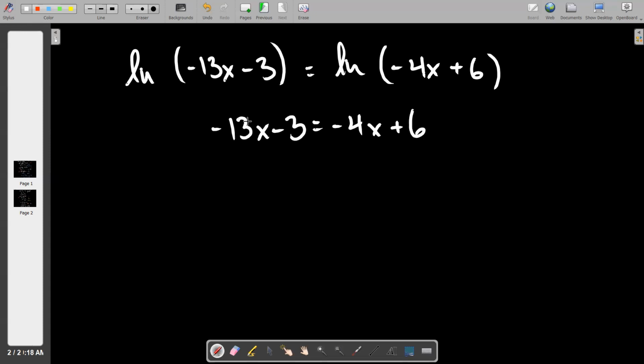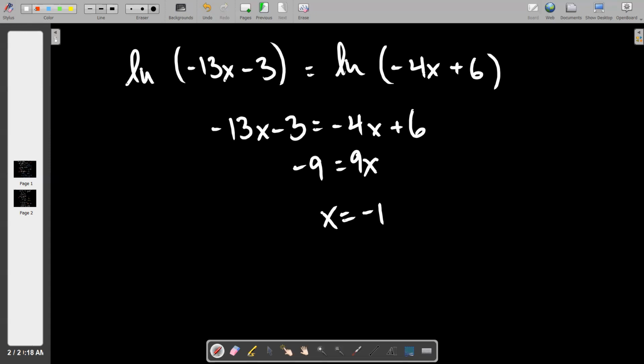And then do a little bit of basic algebra. You should get 9x over here. You should get negative 9 over here. You should make the claim that x can only equal negative 1. So let's take negative 1 for a spin and see how it goes.